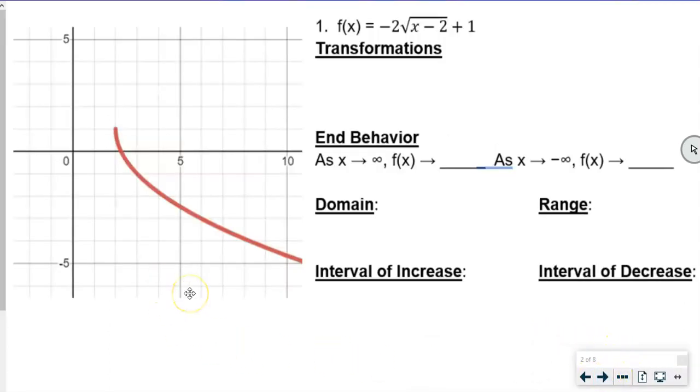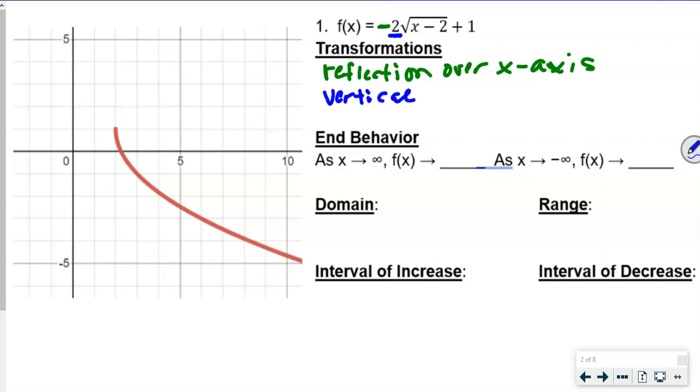So first of all, our equation here is f of x is equal to negative 2 square root of x minus 2 plus 1. So our transformations, if you recall, this negative right here would mean it's a reflection over the x-axis. And remember, everything outside that radical is a vertical change, and everything under the radical is a horizontal change, okay? So then we got our 2 right here, and that 2 is going to be a vertical, because again, it's outside the radical, stretch by a factor of 2.